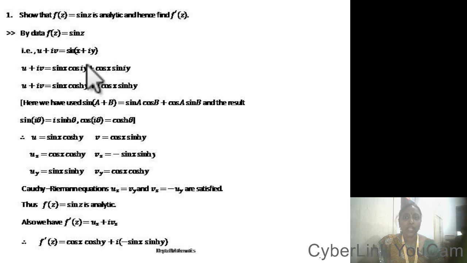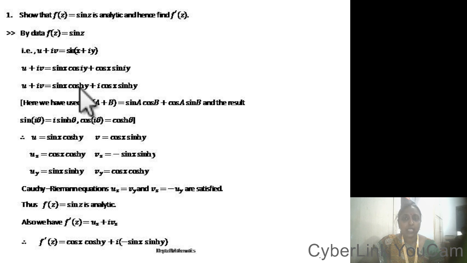So sin of a plus b is nothing but sin a cos b plus cos a sin b. And also I have used one more result, that is cos iy is nothing but cosh y, and sin iy is nothing but i sinh y. So both the formulas are mentioned here.